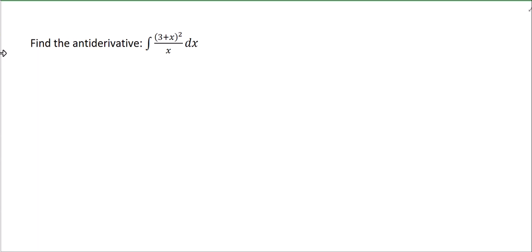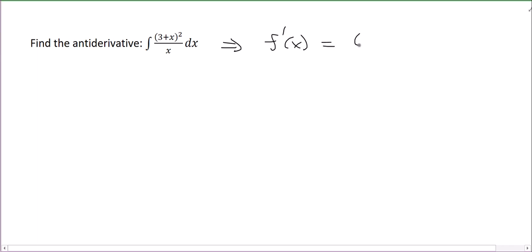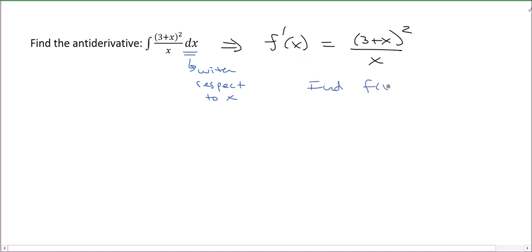So the integral notation is also used to find the antiderivative. What this tells us is you can also think of it as the derivative of some function is 3 plus x squared over x. This is the derivative of some function, and when we see the dx here, that means that the derivative was taken with respect to x. So this is with respect to the variable x. And so then we want to find f of x, right? So this is the derivative of some function, and the derivative was taken with respect to x.